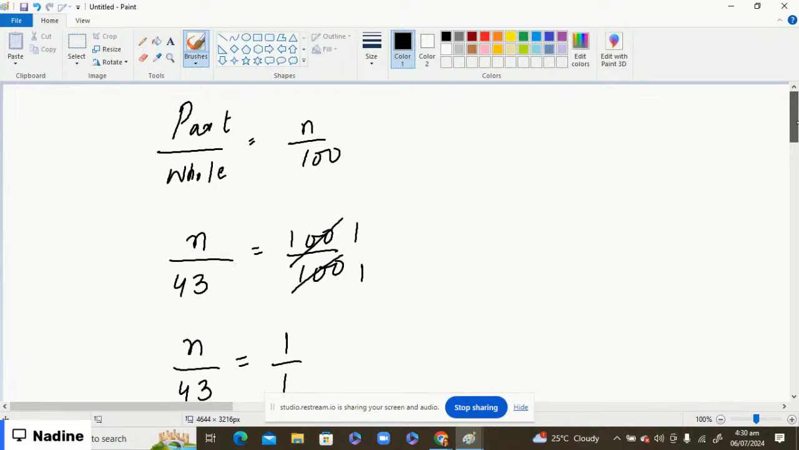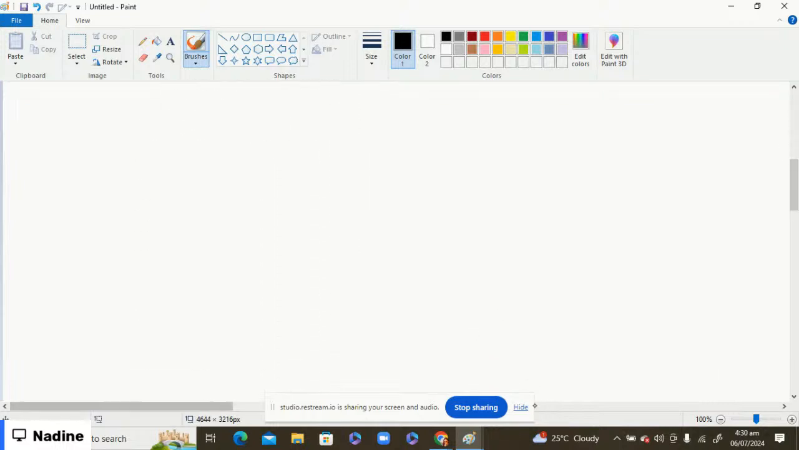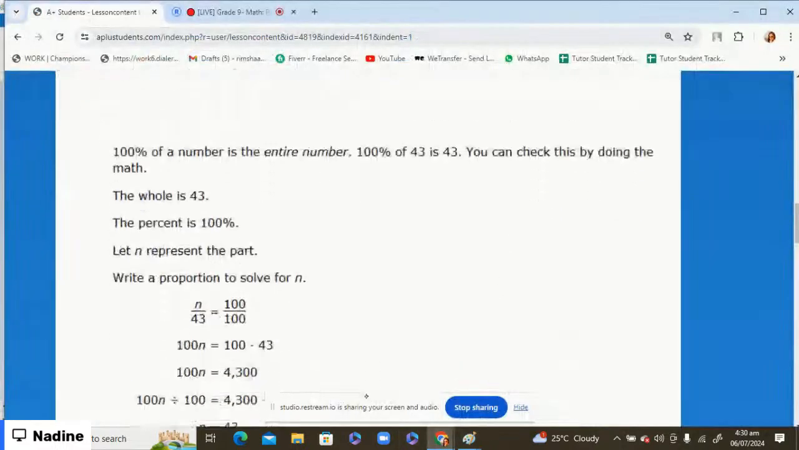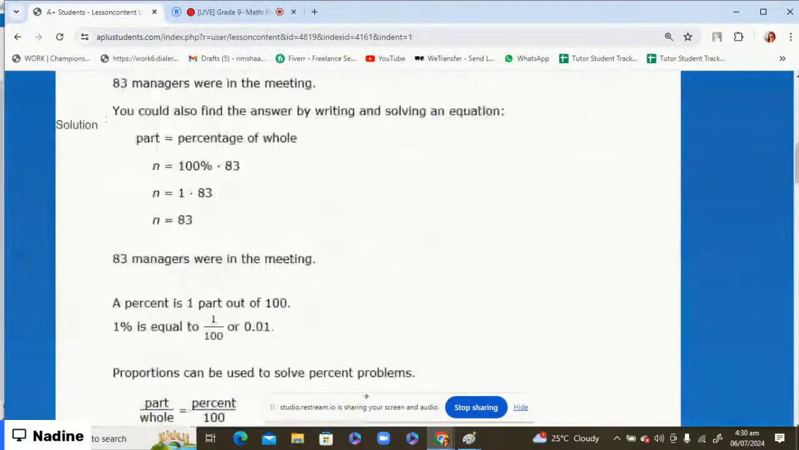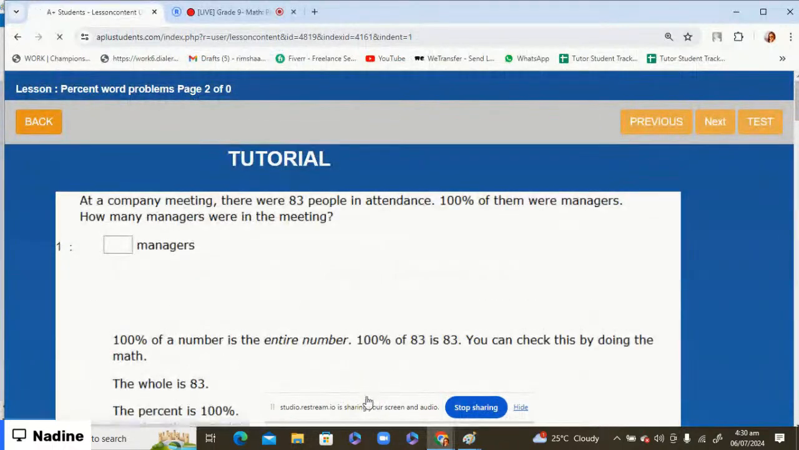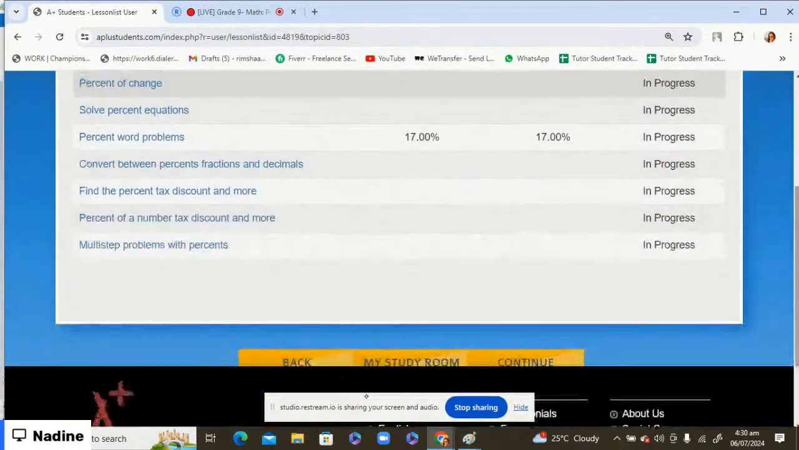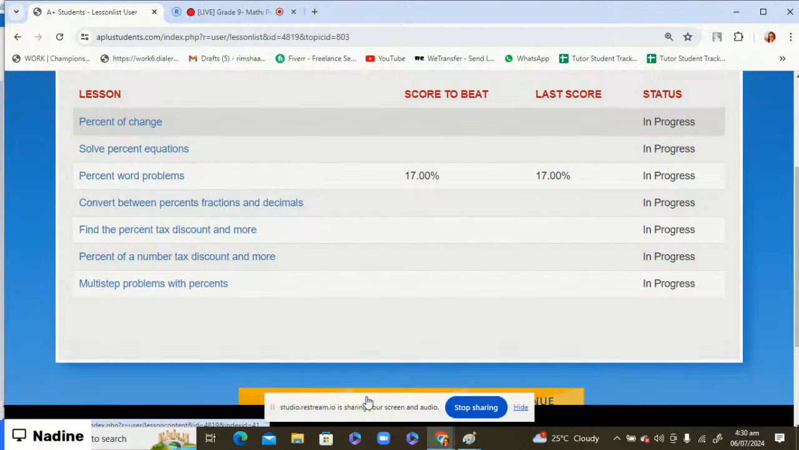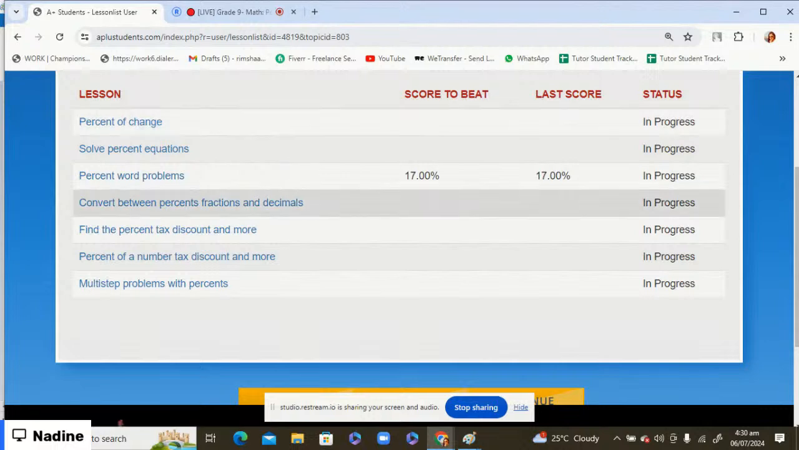Understand? I hope you understand this lesson as well. So let's start the next lesson. Solve the rest of the questions by yourself. Now we start converting between percents, fractions, and decimals.